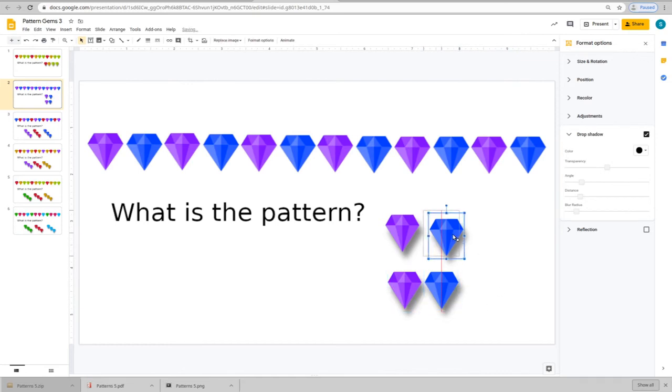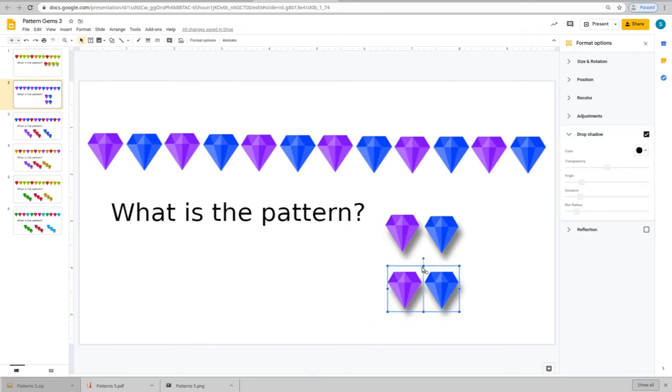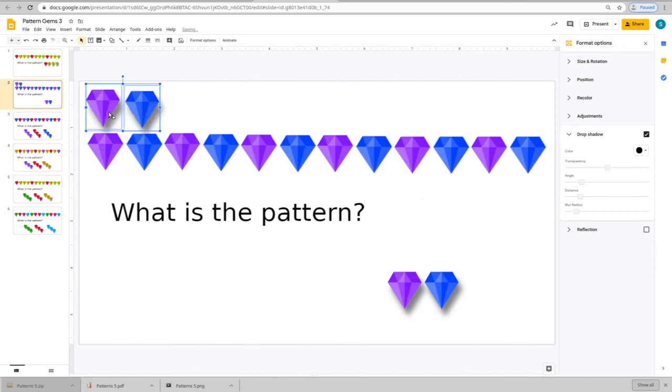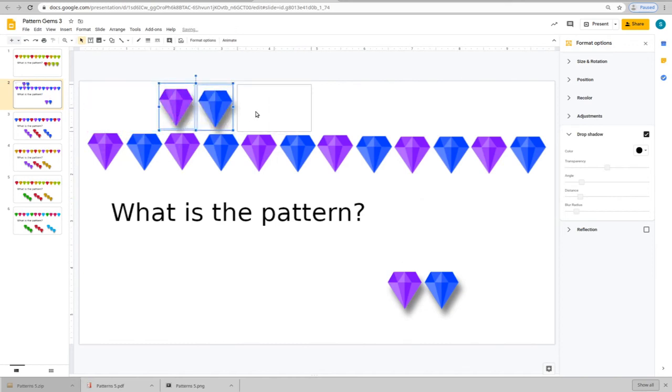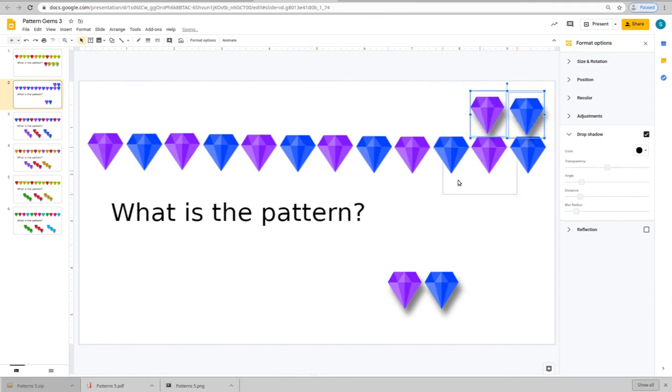Well, let's try this. What if we try cutting it in half? Purple, blue. Does this match this? Oh. So this actually has two parts in it that are the same. If they're the same, then they match, right? That means, so can we do it with just the first half? Purple, blue, purple, blue, purple. I think we got it.